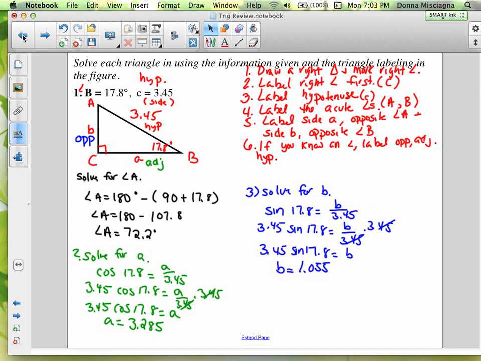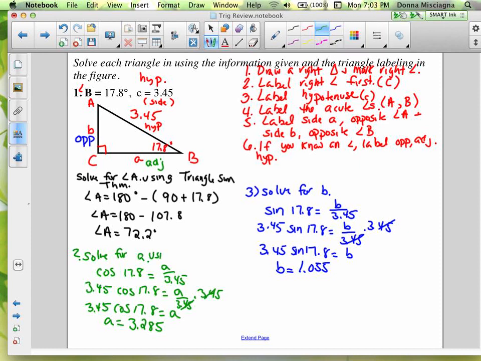Here we solved for our missing angle. We only had one missing angle, and we used the triangle sum theorem. You couldn't use an inverse trig ratio if you only have one side. So we solve for angle A using the triangle sum theorem, and then you'll solve for both of your missing sides using a trig ratio, which one depends on what you know and what you are looking for.